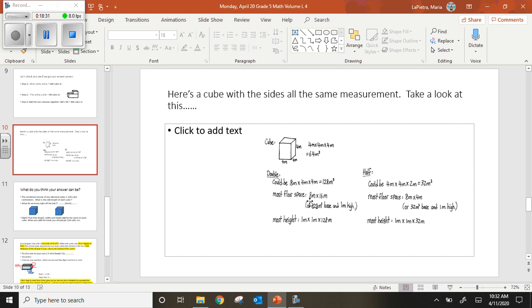Otherwise, you could have said they don't all have to be the same, but they can be. If they were different, you could have said that the base, the length times the width, was 8 times 16 to give you 128. Keeping in mind your volume stayed the same.